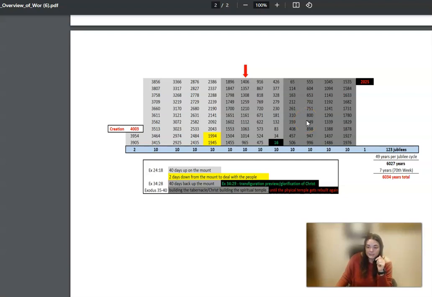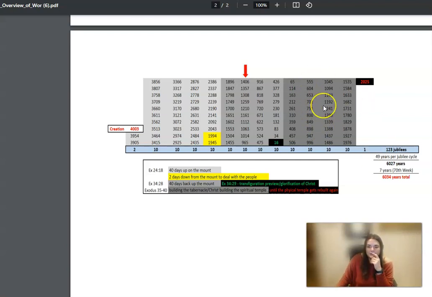Jesus, when he began his ministry, the very first thing that he underwent was a period of testing. He was in the wilderness for 40 days. He fasted and then was tempted of the devil. Interestingly enough, when Jesus rose from the dead, he was there for 40 days before he ascended.